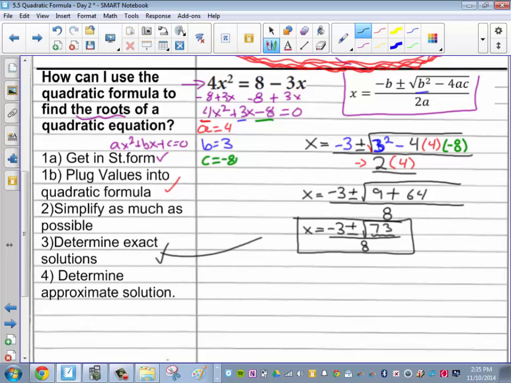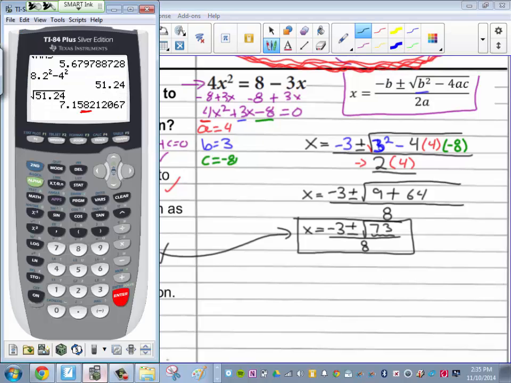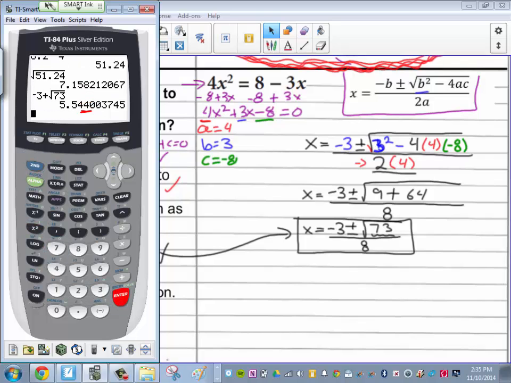Okay, exact solution. Next step, let's figure out what the approximate solution is. This is just typing it into your calculator and getting the final answer. So let's put those into our calculator and see what we get for our approximate solution. I got negative 3 plus the square root of 73, enter, and then I divide that by 8. That didn't work. I thought that would have worked. Okay, and then you divide that by 8. There we go. This should work.